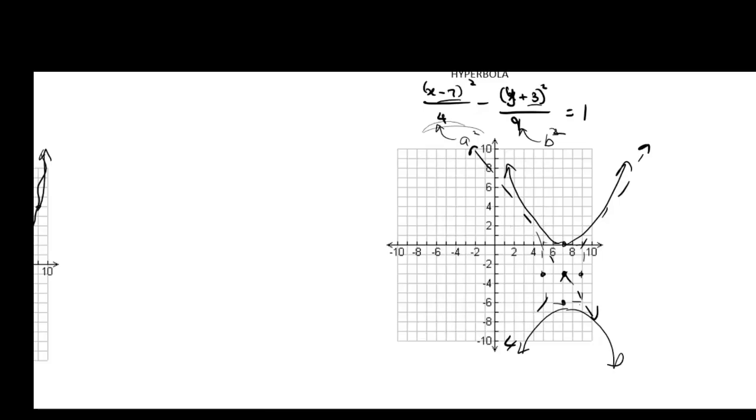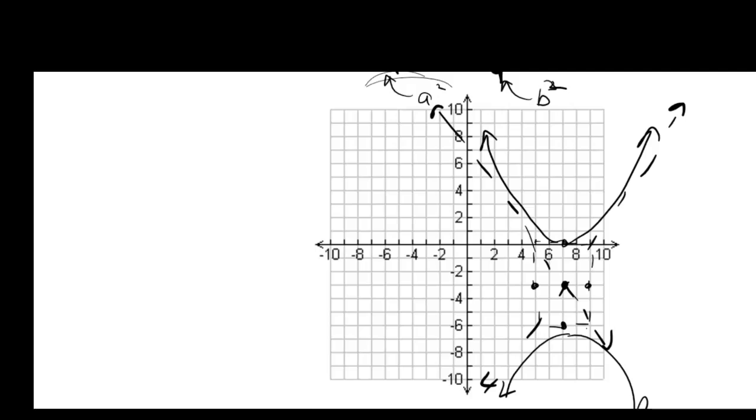Many times you may have to find the equation of the asymptote, but you can just do that by using the slope-intercept formula. You take the center and one of these 4 points, find the slope, and that is your asymptote. So that is how to graph conic sections.